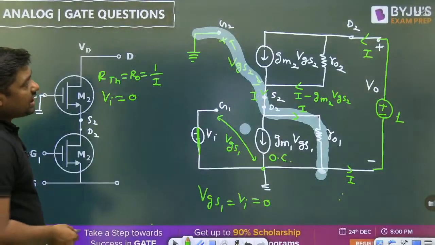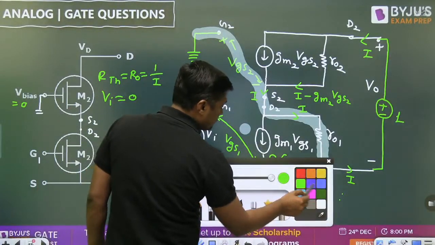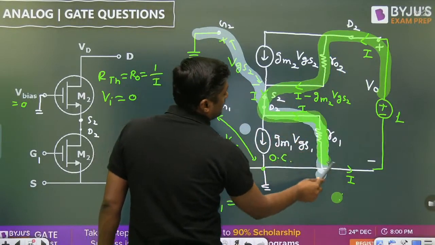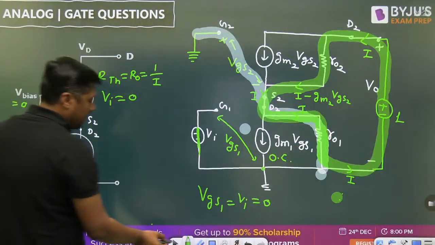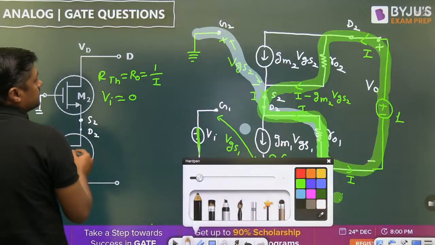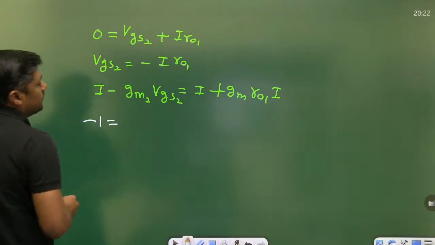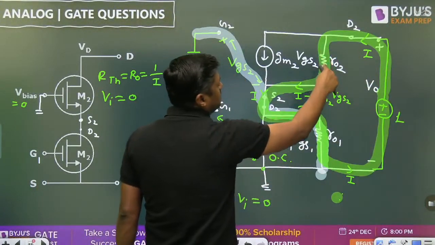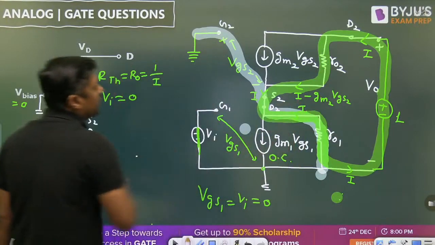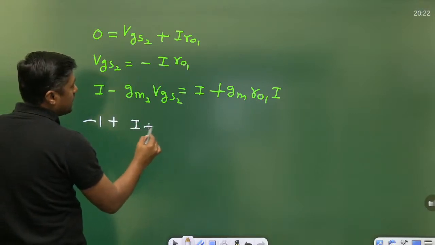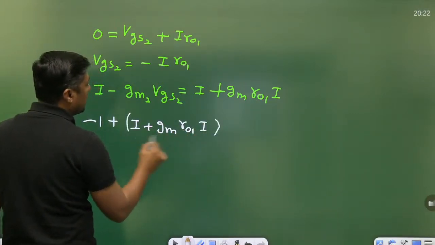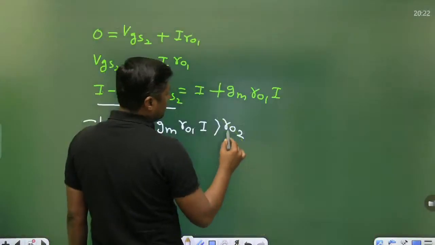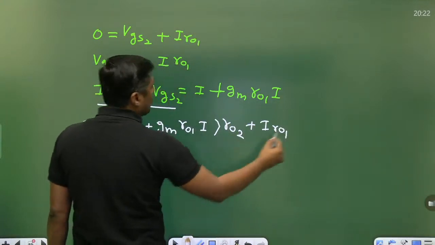Now write down the KVL from this point to this point. When you are writing the KVL, it will become minus 1, this is the minus 1. Then it will become I minus GM2 into VGS2 into R02. So already we have calculated, so it will become plus I plus GM R01 into I into R02. Already we have calculated this value. This is multiplied with the R02 plus I into R01, I into R01 is equal to 0.